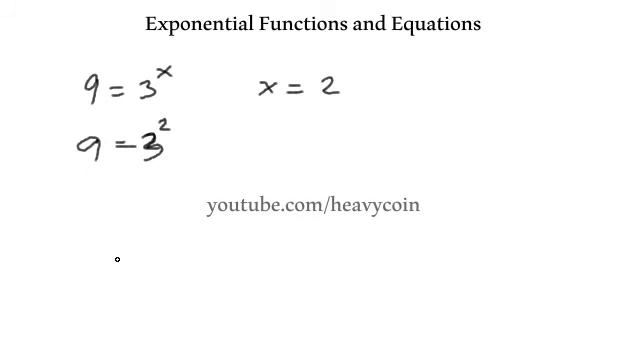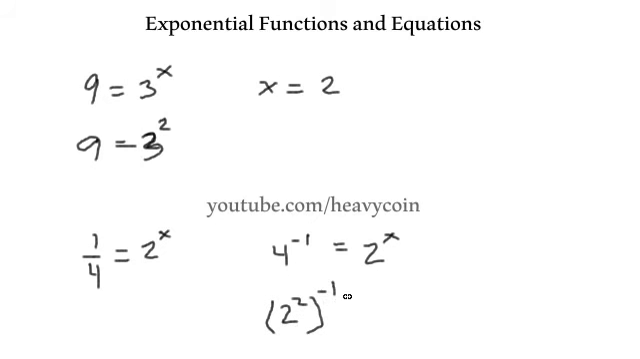Okay. Let's look at a little bit more difficult one. What about if I had 1/4 is equal to 2 raised to the x? Now what I'm going to do here is take this 4 and bring it up into the numerator. And now I'm going to take this 4 and write it as 2 squared. But remember, it's all raised to the -1.